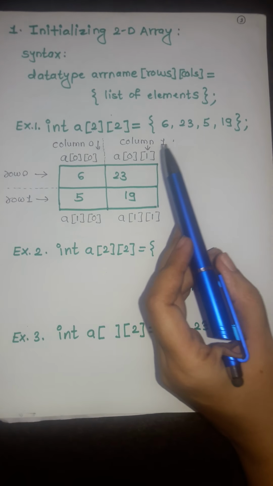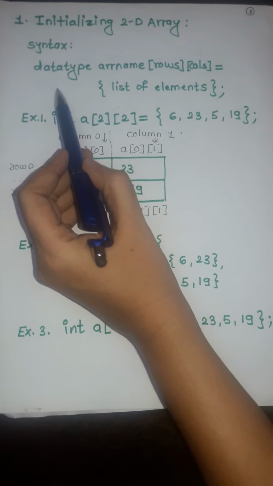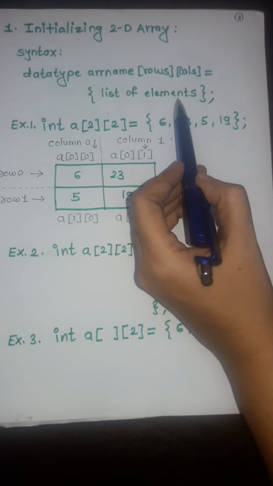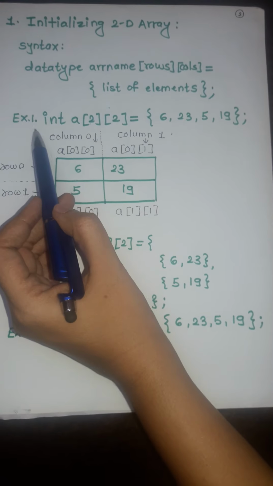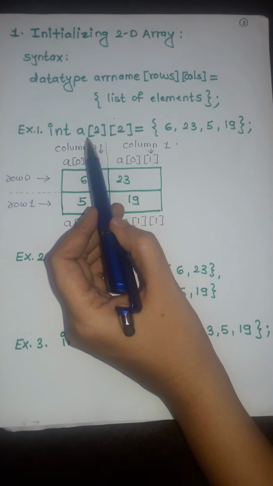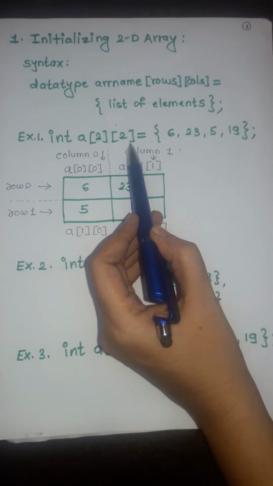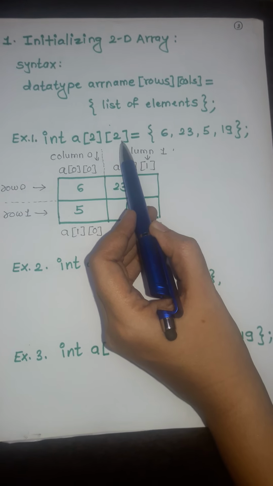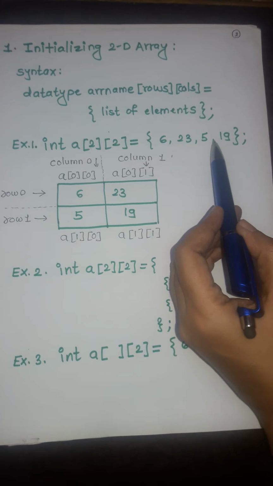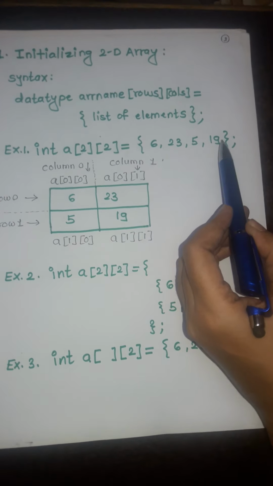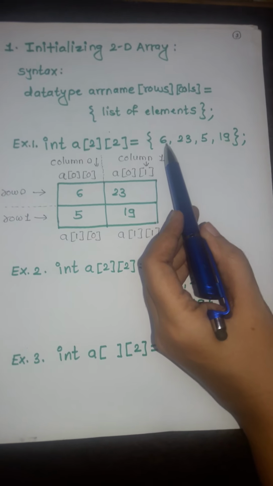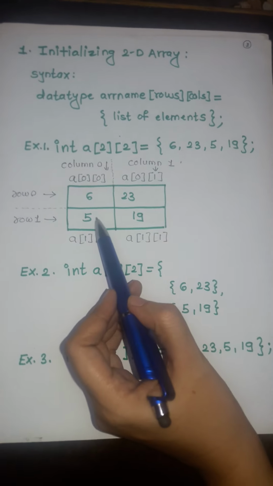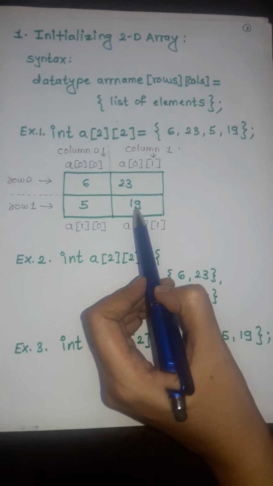Now we can see how to initialize a 2D array. The syntax is data type, array name, number of rows, number of columns is equal to different elements which are separated by comma. For example 1, integer is the data type, name of array is A, 2 rows, 2 columns is equal to. So there are 2 rows, 2 columns, means total 4 different elements. You can choose any numbers: 6, 23, 5, 19. By default 6, the first element, is stored at 0 0 location, 23 at 0 1, 5 at 1 0 location, 19 at 1 1 location.